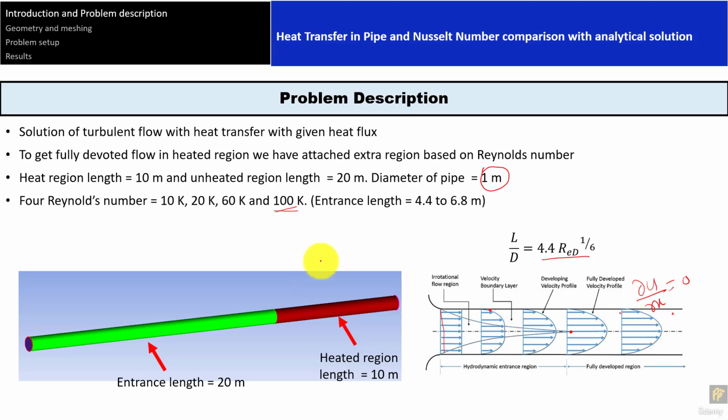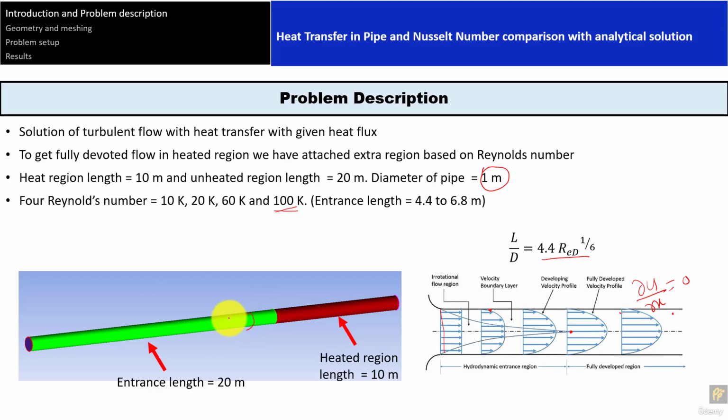Okay, but to be on the safe side, what I did here is that I provided the entrance length as 20 meters, and this would be the unheated region, because once the flow is fully developed, then if you apply the heat transfer, we can only get the effects of the heat transfer. Otherwise, if you apply it from the beginning, we will get the mixed effects of the flow development as well as the heat transfer. That's why we have to provide some unheated region where the flow will be developed, and we get the velocity profile like this.